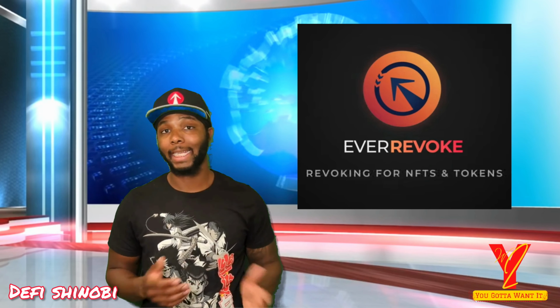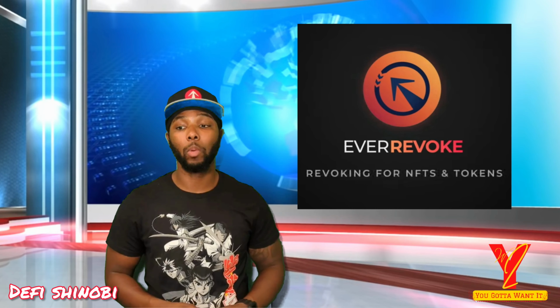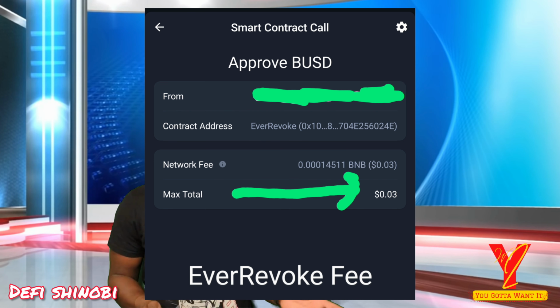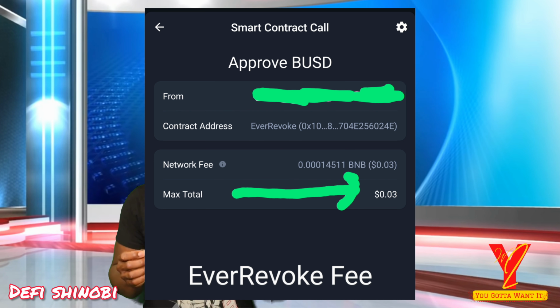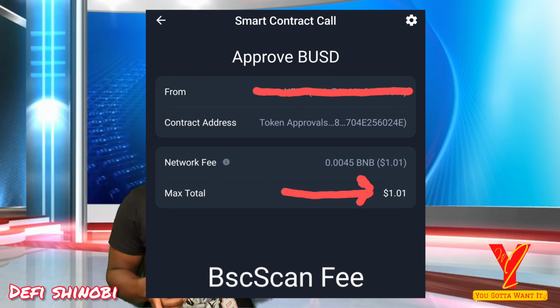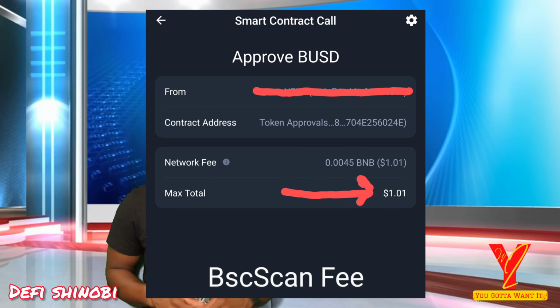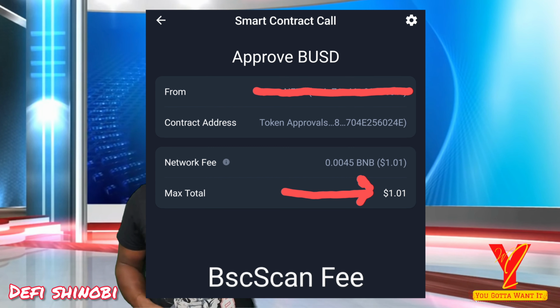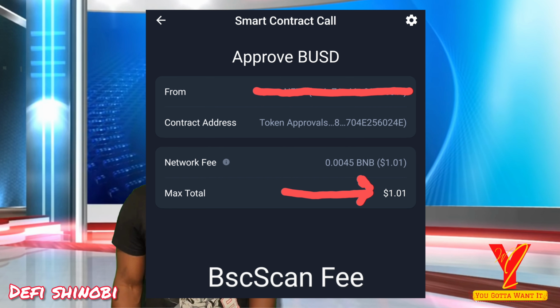If you look at a head-to-head comparison to what's available, I can show you where I went and looked at EverRevoke and checked the fees for revoking a protocol I no longer transact with, and it was the equivalent of 3 cents worth of BNB to revoke it. I went to BSC Scan. You know, Binance Chain has their own scan, and they have a revoking tool in there, but to revoke the same authorization would have cost me $1.02.